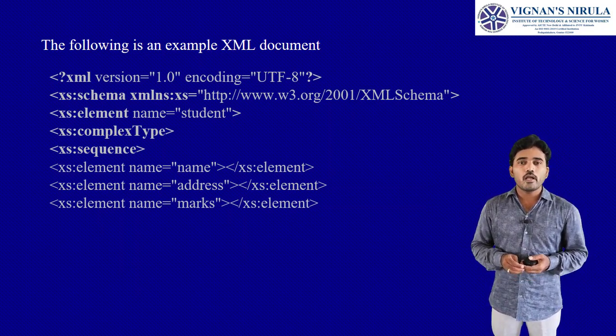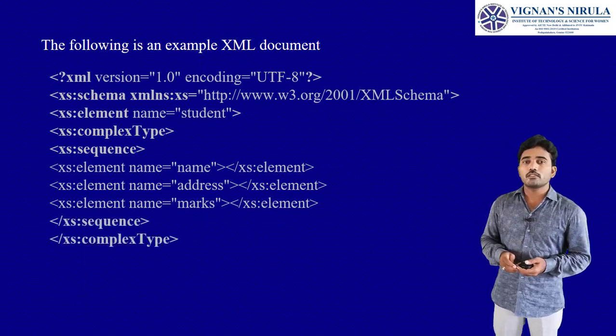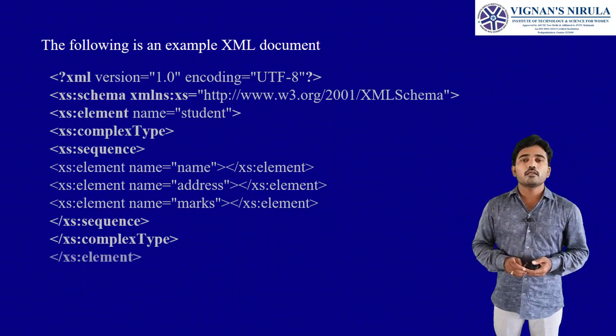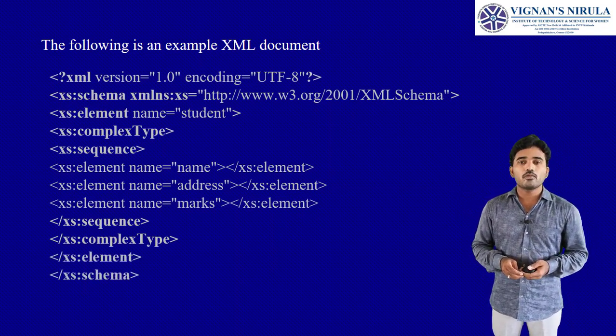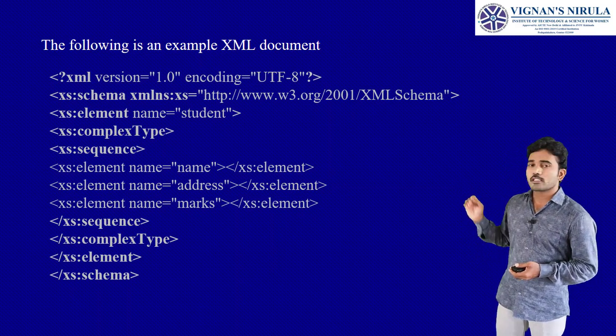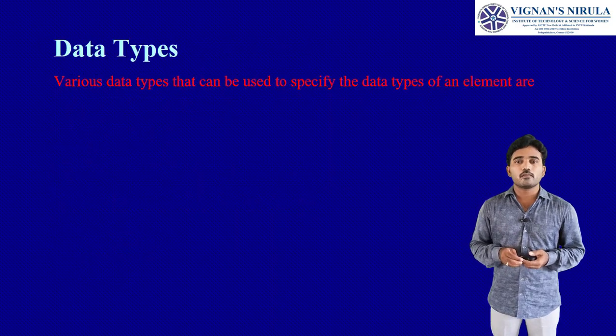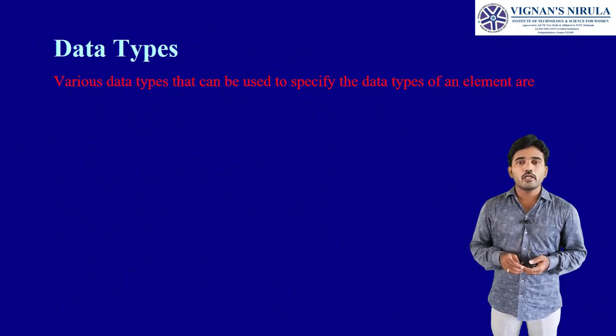So assume that you have completed defining all your elements like name, address and marks. Then you have to close the sequence and then close the complex type and then close the element and finally close the xs:schema. So here you have to save this. This is an XML document.